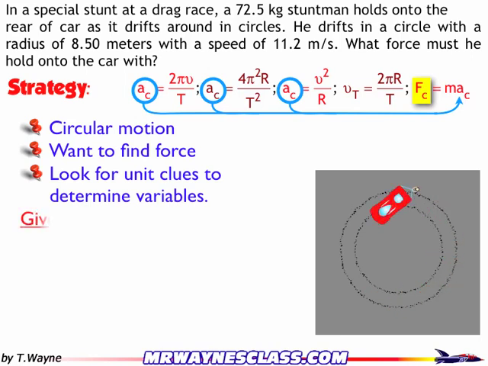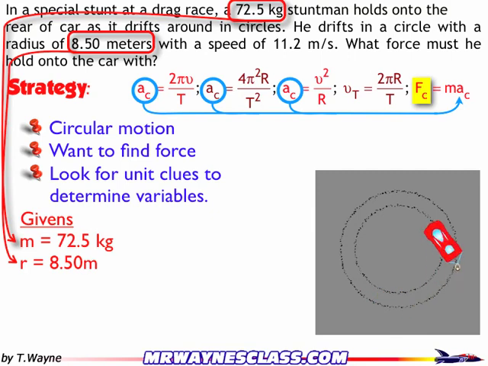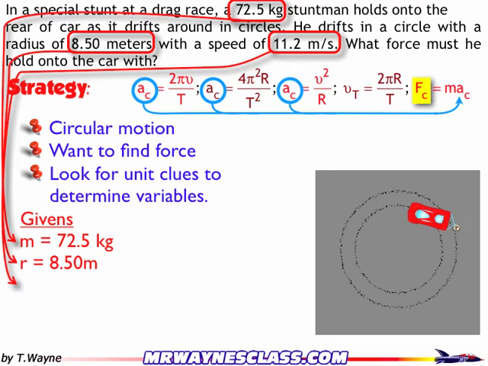So now I need to look at the units for some clues for help determining my list of givens. So I'm looking at my givens and looking at my units. The first thing I see is 72.5 kilograms, so that tells me that the mass is 72.5 kilograms. The second thing I see is the radius is 8.5 meters. And finally it tells me he's moving with a speed of 11.2 meters per second. So that speed translates into the equation of velocity.